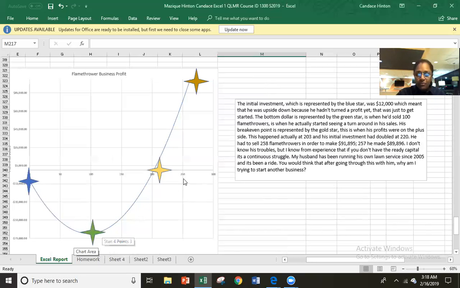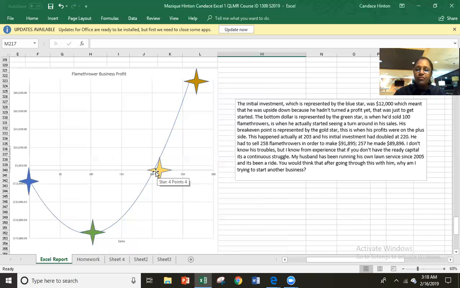His break-even point is represented by this gold star. This is when he actually did see profits on the positive side. And this happened actually around his 203rd sale. And his initial investment had doubled at 220 sales, and this is what this is right here. His 203rd sale is right here.